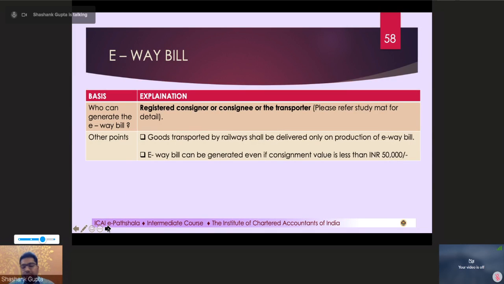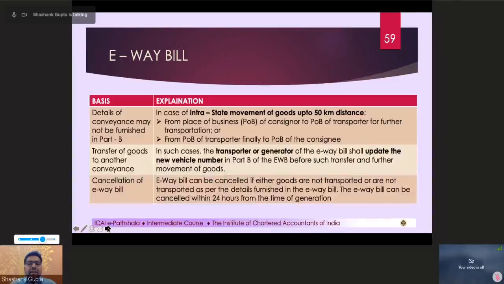If someone says, I am consigning goods only worth 100 rupees and I want to issue an e-way bill. So, for consignment value less than 50,000, it is completely optional. That is, if a person wants, he can generate an e-way bill even in cases where the consignment value is below 50,000. Details of conveyance may not be furnished in part B.